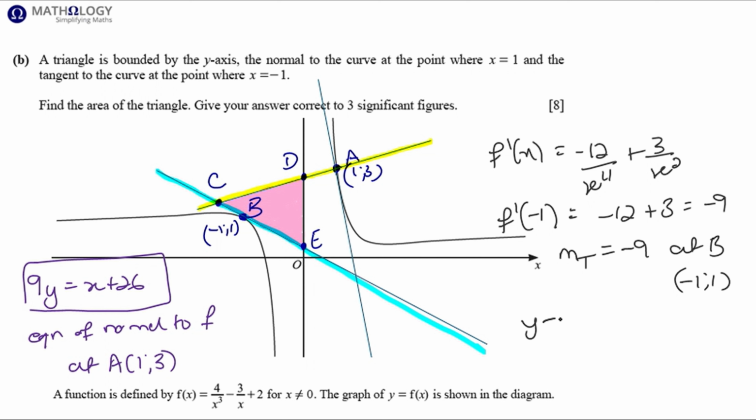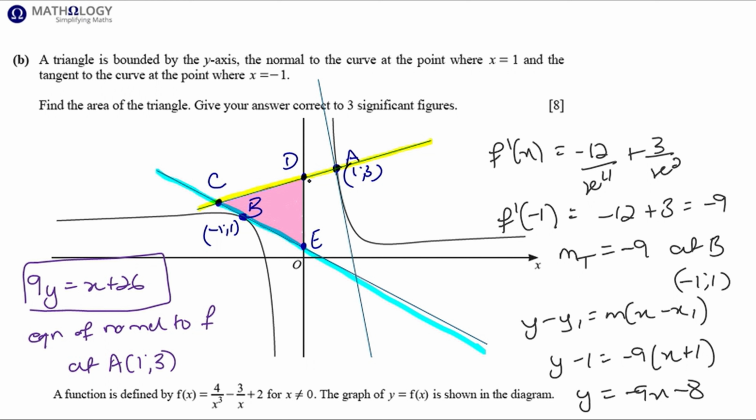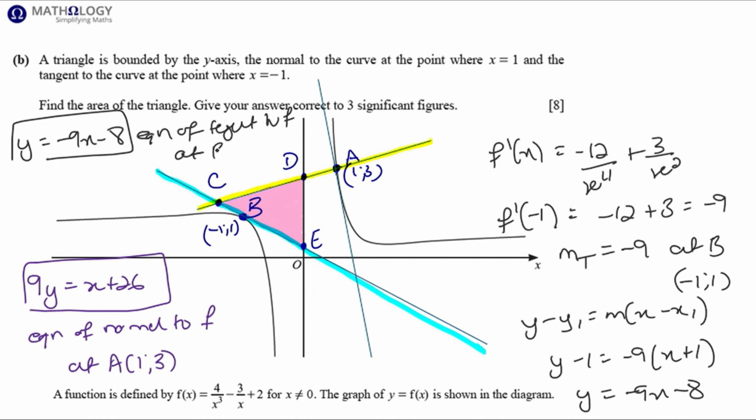So y - y1 = m(x - x1). y - 1 = -9(x + 1). y = -9x, and that will be -9 plus 1, which is -8. So y = -9x - 8 is the equation of the tangent to f at point B.